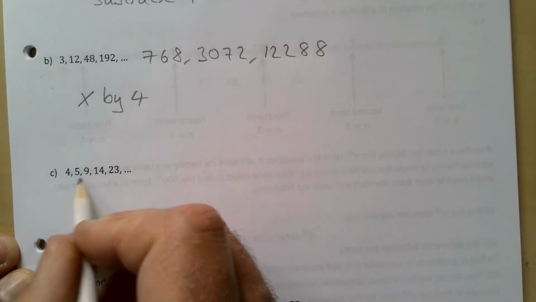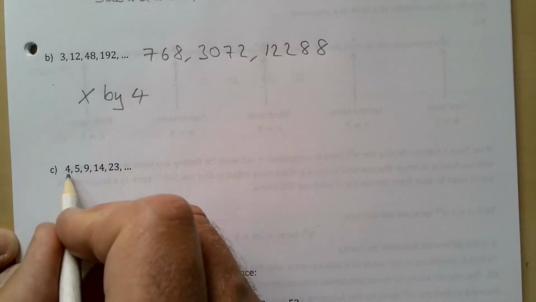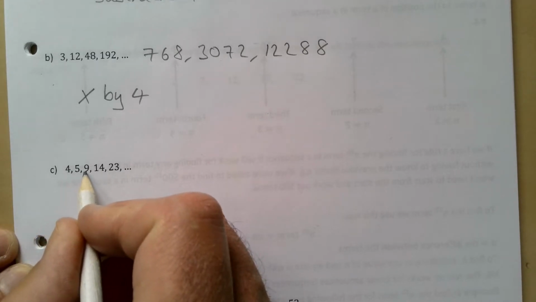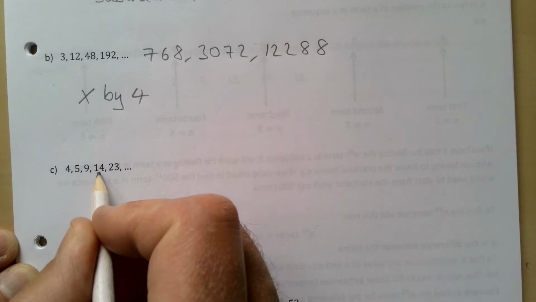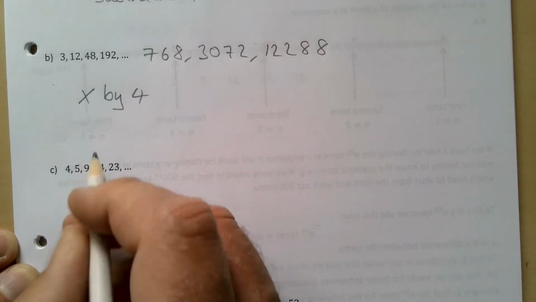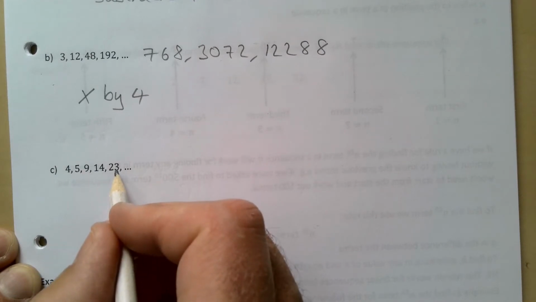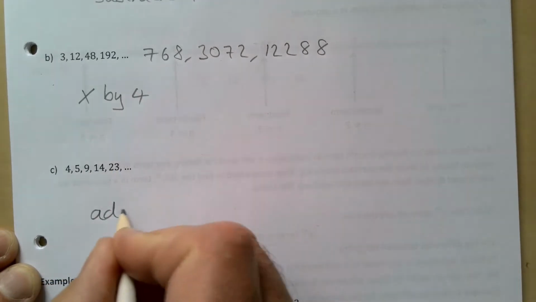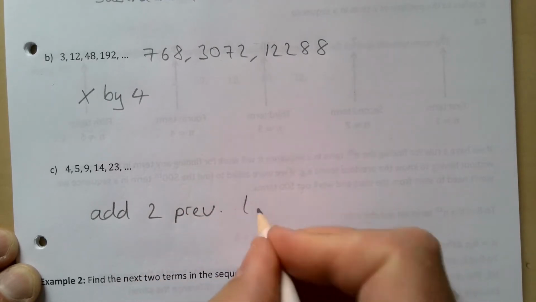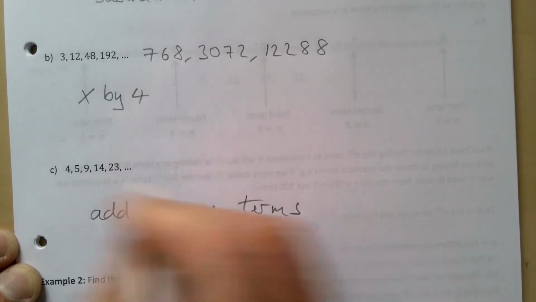Okay. What about this one? Again, kind of hard to see what's going on here. This is a bit of a tricky one. So 4 and the 5, add 1, add 4, add 5, and then add 9. Do you see what's happening? So you're kind of adding on the previous terms, or if you want, that's the same as the previous two terms added together. So add the previous two terms.